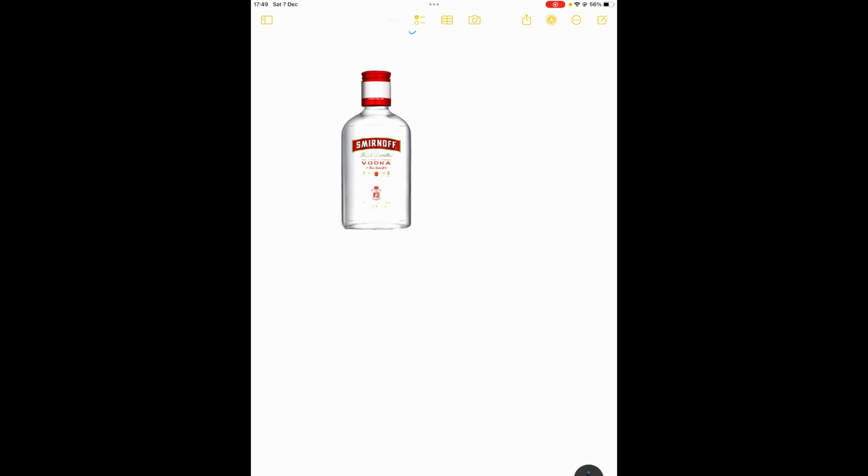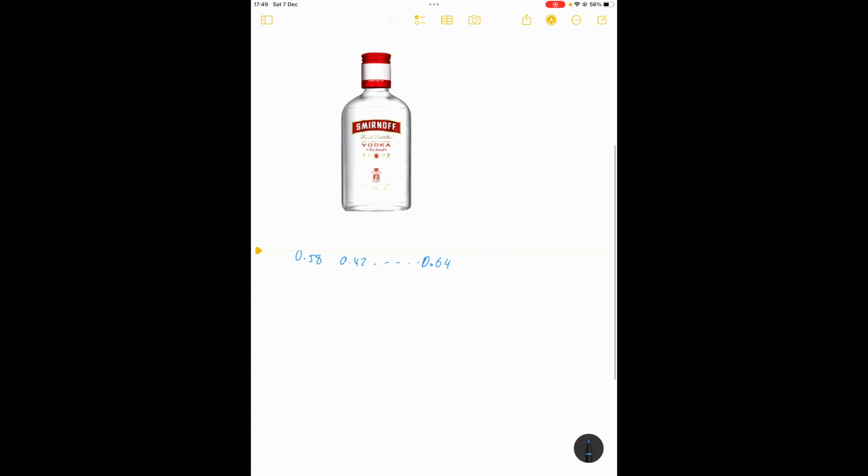Anyway, in any case, what we have to do here is, first of all, the data we have, which you can see here: 0.58, 0.42, 0.58, 0.42, and so on, up to 0.64. The first thing we have to do is order them in increasing order. So let's start with xi, which is the data. The smallest is 0.23, 0.33, 0.42, 0.43, 0.52, 0.53, and then 0.58, 0.64, and 0.76.